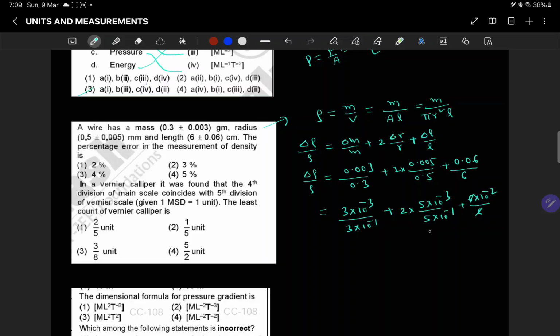Now this 6 is cancelled. 5 is cancelled. 10 power minus 2 here. 3 cancelled, 10 power minus 2 here. So 10 power minus 2 plus 2 into 10 power minus 2 plus 10 power of minus 2. 10 power minus 2 common. 1 plus 2 plus 1 is nothing but 4, students. So 4 into 10 power of minus 2. 4 into 10 power minus 2, convert into percent, 4%. Okay. So within 1 minute you can easily calculate, and they will give easy calculations only, students.